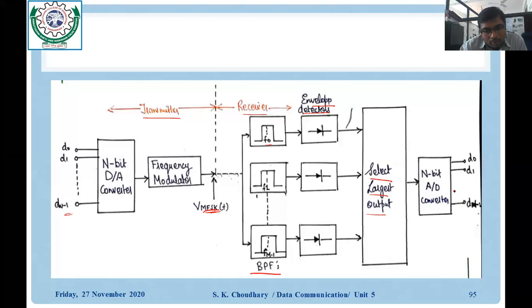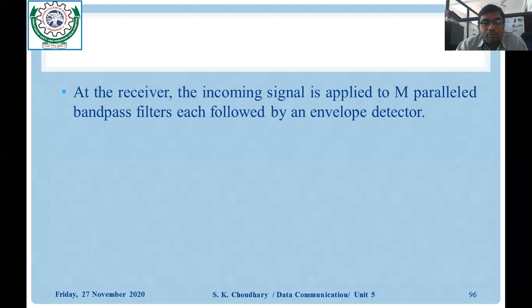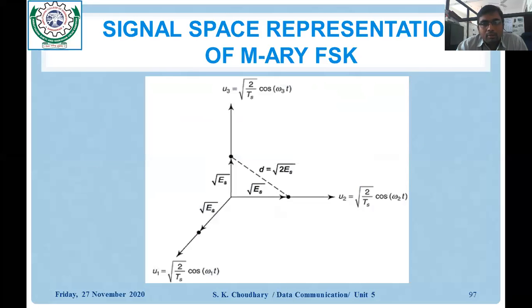So this is about the transmission and receiving of the M-Array FSK. Now we have to see a little bit of insight into the geometrical representation of the M-Array FSK. So if you look at the signal space representation, this is the signal space diagram of the M-Array FSK.